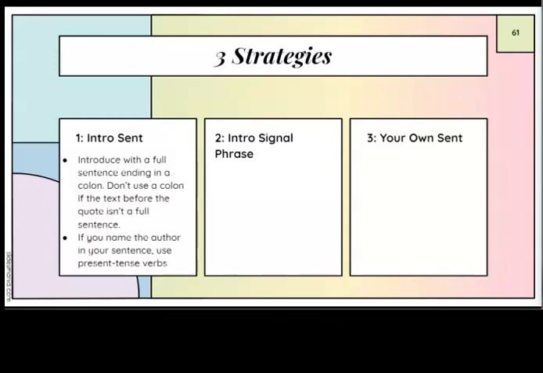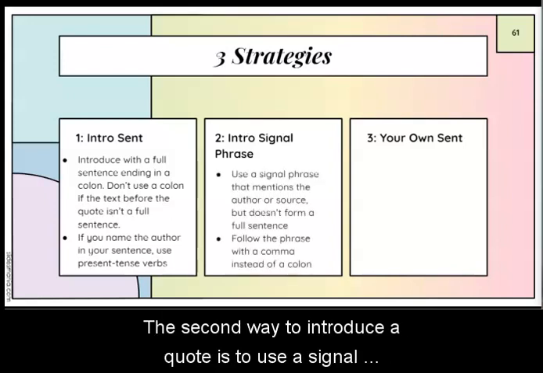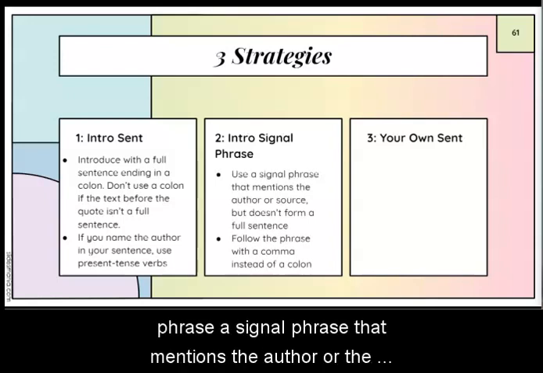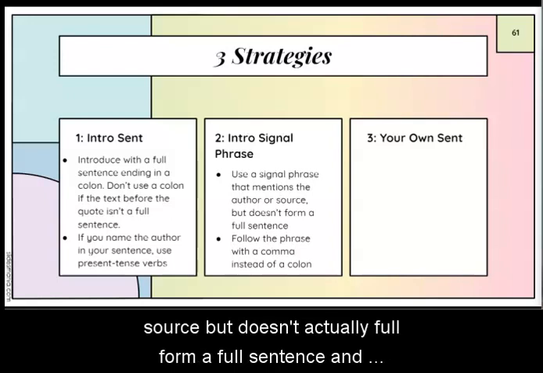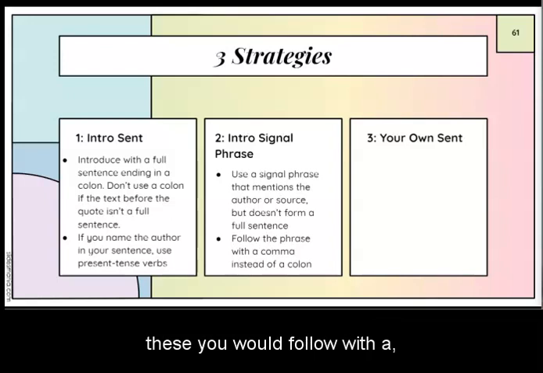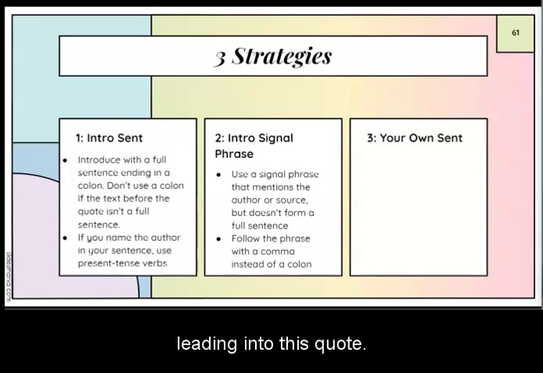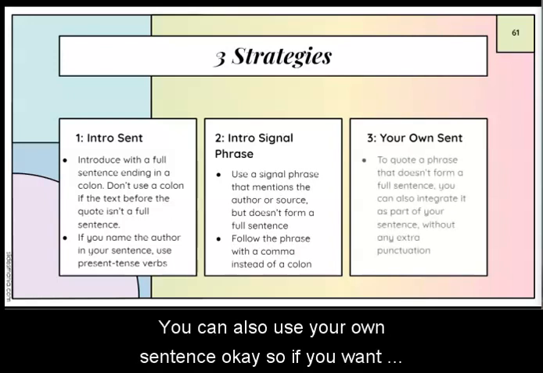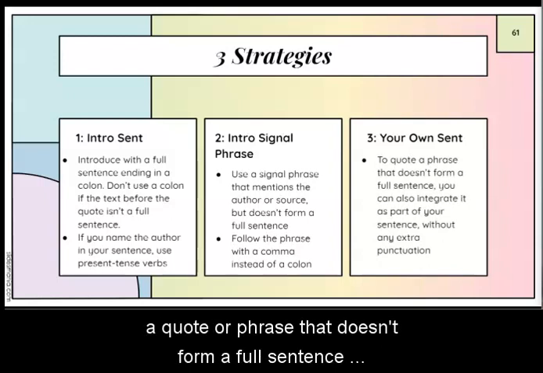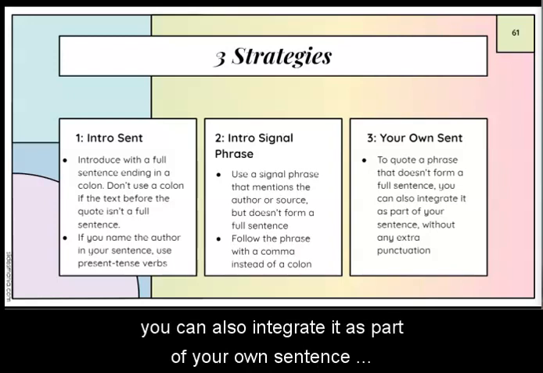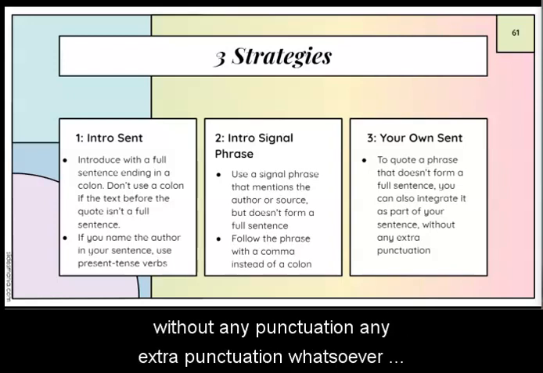The second way to introduce a quote is to use a signal phrase. Okay, a signal phrase that mentions the author or the source, but doesn't actually form a full sentence. And these you would follow with a comma instead of a colon, because it would only be a phrase that's leading into this quote. You can also use your own sentence, okay? So if you want to quote a phrase that doesn't form a full sentence, you can also integrate it as part of your own sentence without any extra punctuation whatsoever.